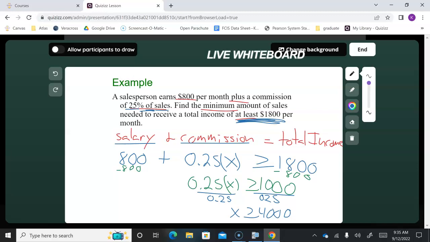So remember, it's a range of solutions. If they sold $5,000 worth of merchandise, would that give them an income of at least $1,800? Yes. If they sold $3,900 worth of merchandise, would that give them at least $1,800? No. So being able to identify possible solutions: as long as it's a number greater than or equal to 4,000, then we're good. Anything less than that is not going to meet that minimum requirement.